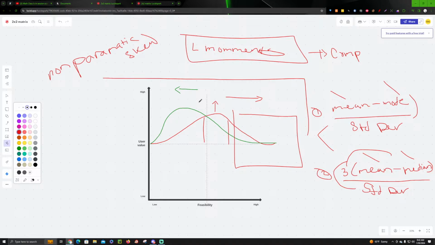By the way, this was positive skew. I don't know if I said that. I might have said negative. Positive skew.